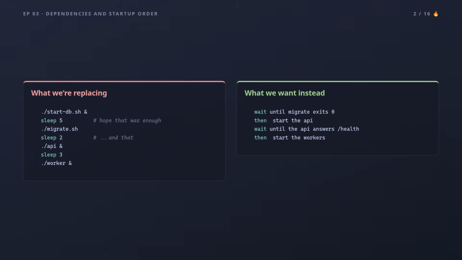Sleeping for a fixed number of seconds. It's in every start script I've ever inherited. The problem isn't that it's ugly, it's that the number is always wrong. Too short on a cold cache or a loaded CI runner, and it fails. Too long, and you pay for it on every single run for the rest of the project's life.